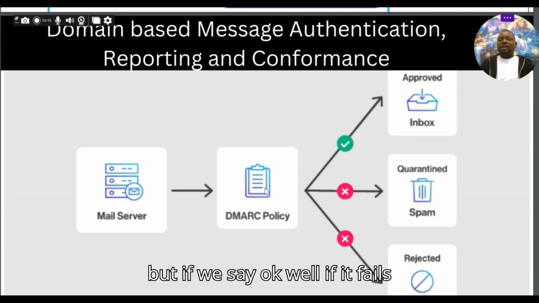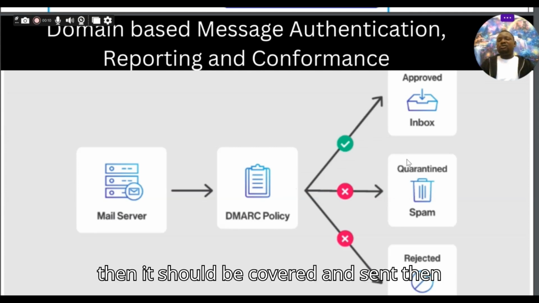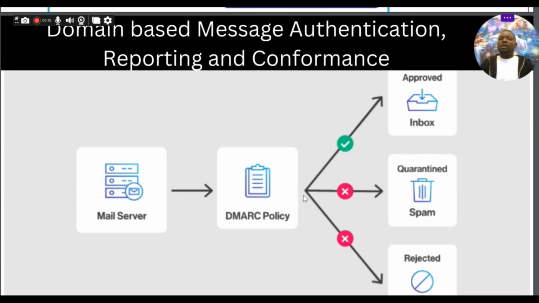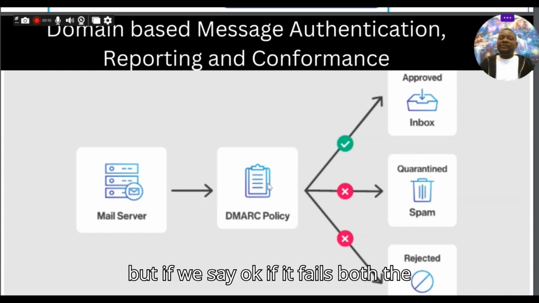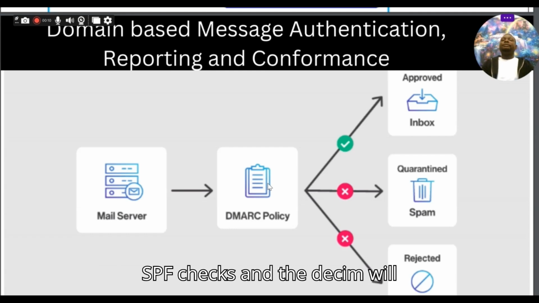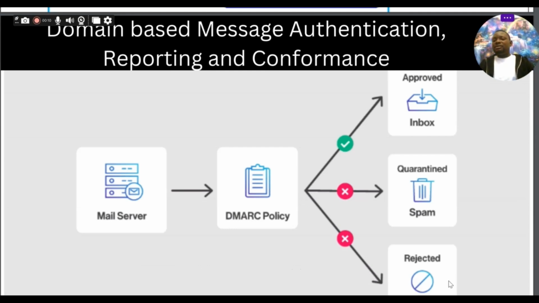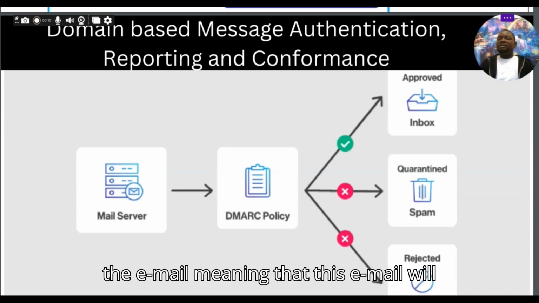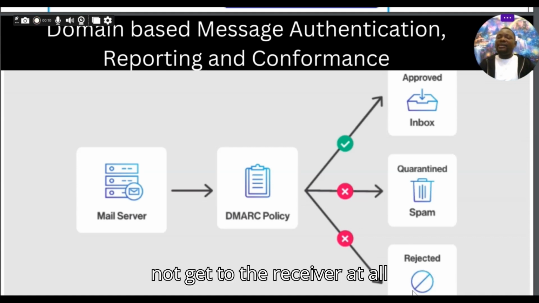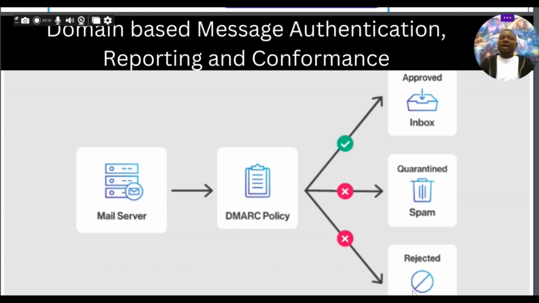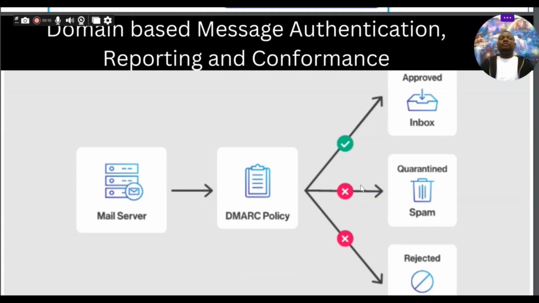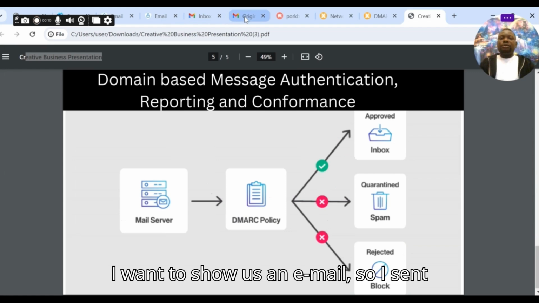But if we say, okay, if it fails, then it should be quarantined, then that email will go down to the spam. But if we say, okay, if it fails both the SPF checks and the DKIM, you reject it, that means it's going to block the email, meaning this email will not get to the receiver at all. And yeah, so those are the three major email authentication records. I want to show us an email.